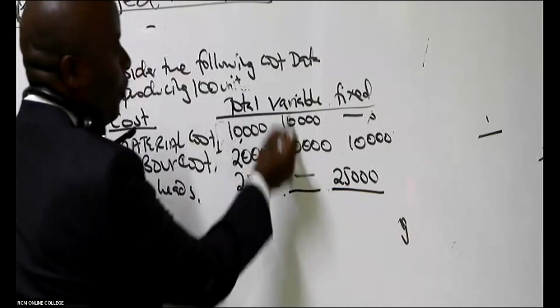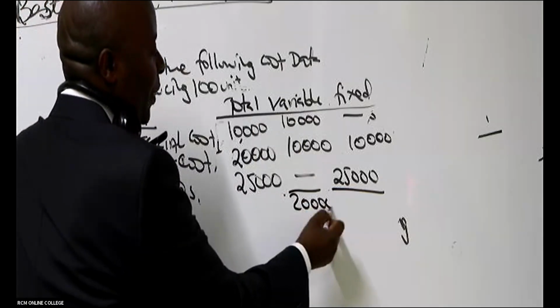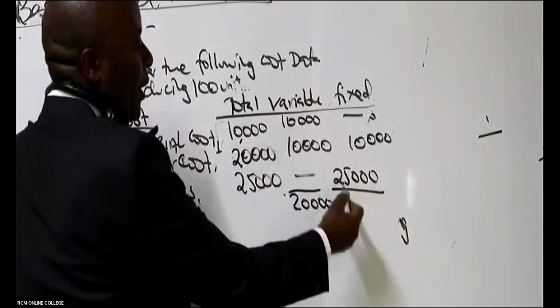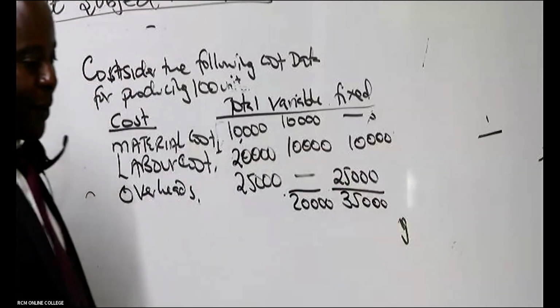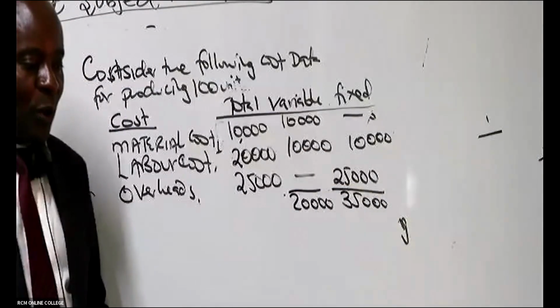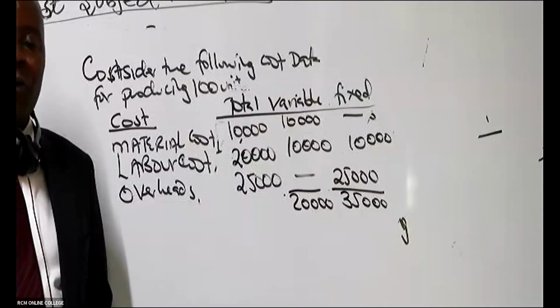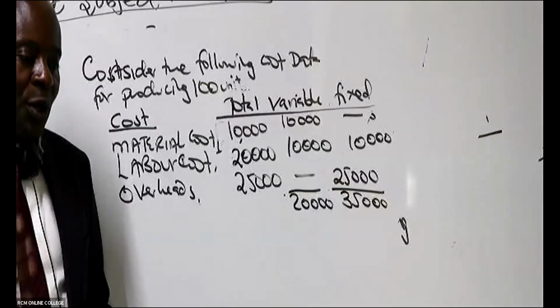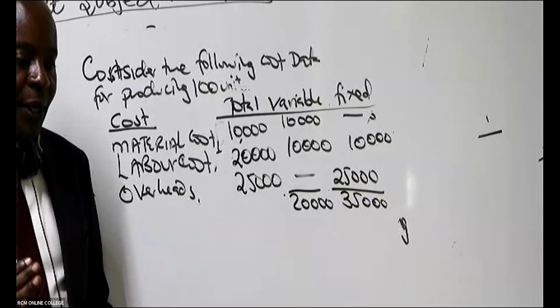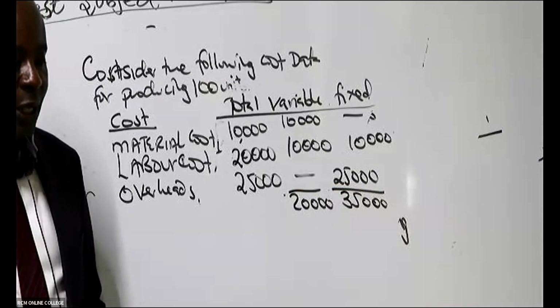Total variable will be 20,000. How about total fixed? 35,000, isn't it? Thank you very much. So up to here, ladies and gentlemen, have we been able to follow very well? How about the online students? Are we okay up to here? Thank you so much.